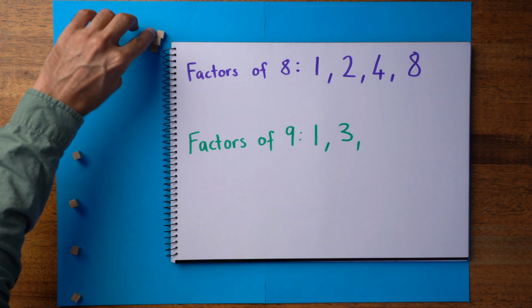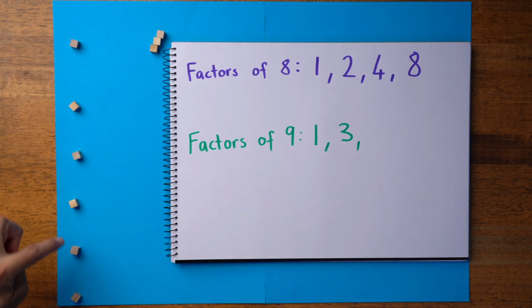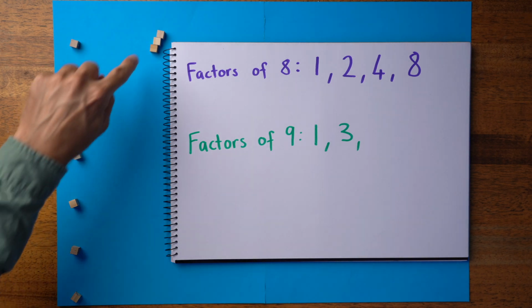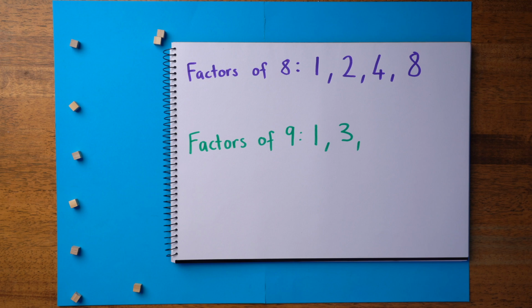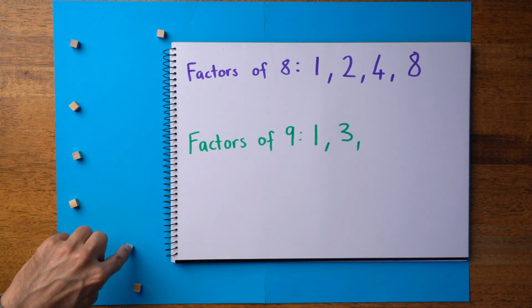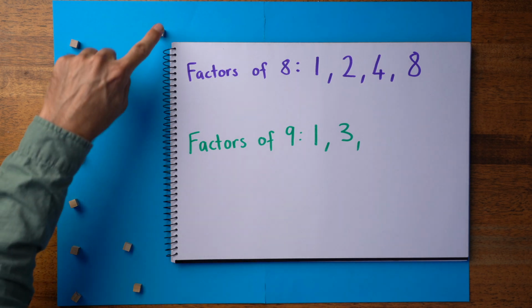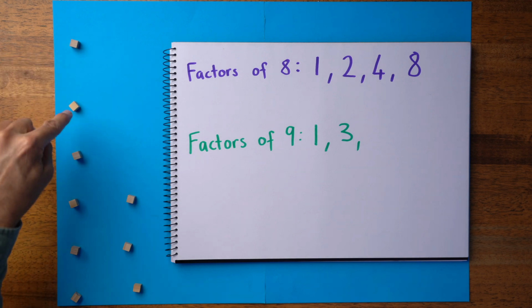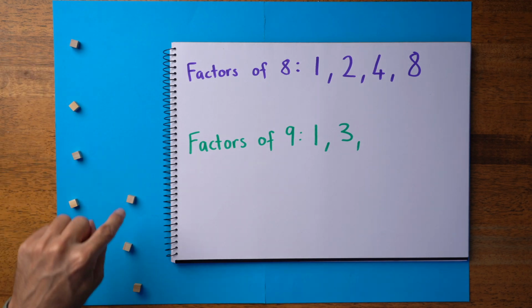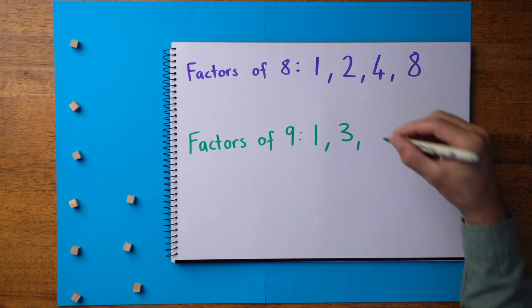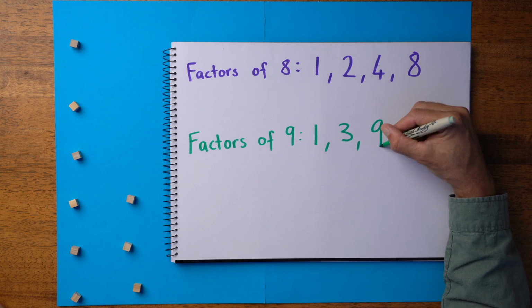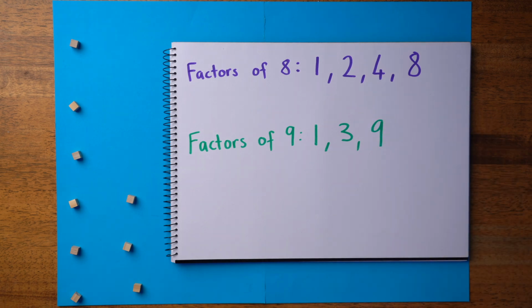6, there we go. There's 1, 2, 3, 4, 5, 6 groups, and I've got 3 left over. 6 is not a factor. 7, there's 7 groups, and I've got 2 left over. That's not a factor. 8, no, I've got 1 left over. That's not a factor. 9, yes. 1, 2, 3, 4, 5, 6, 7, 8, 9. 9 is also a factor. For factors of 9, I've got 1, 3, and 9.